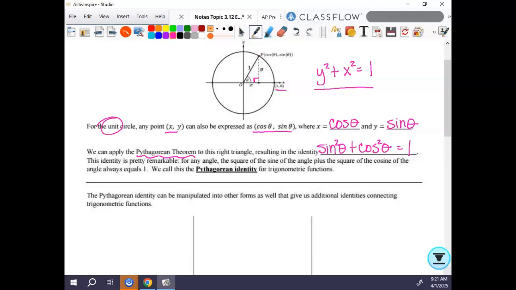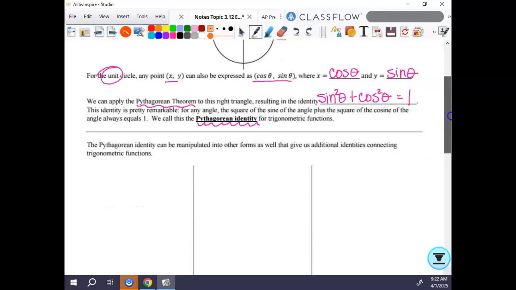Okay, so for any angle, the square of the sine value plus the square of the cosine value is going to give you 1 every single time because of the Pythagorean theorem. This is called the Pythagorean identity. Okay? And that's one that you just have to know. Whether you want to call it memorizing or whatever you want to call it, but you got to know that one. If you know that one, you can get to all the other ones that we need to know that are Pythagorean-like. And I'm going to show you how right here.